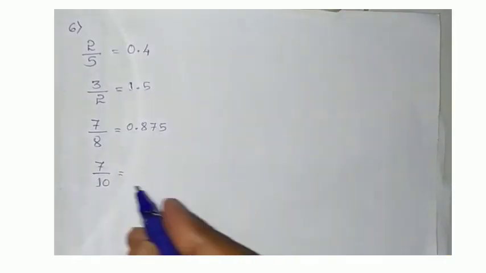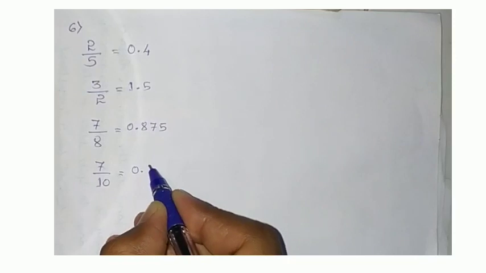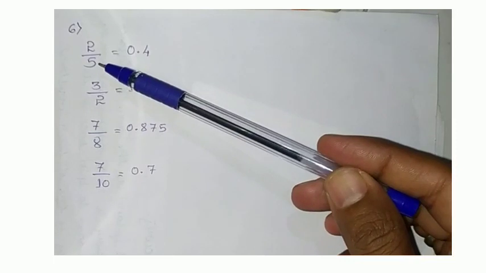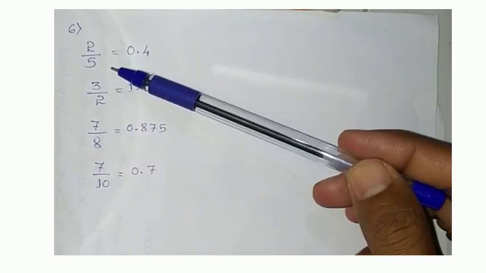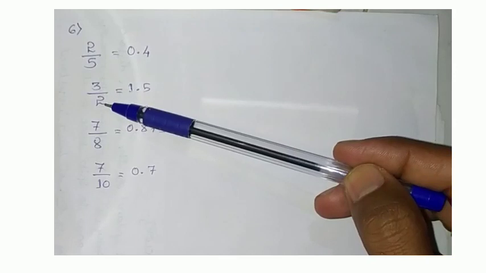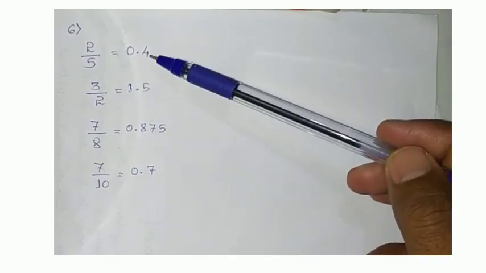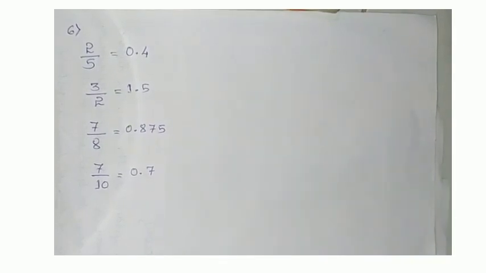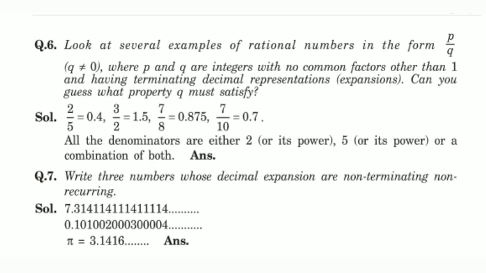0.875. Okay, what will we get here? 0.7. So what we observed here is that if the denominator in all these rational numbers is 5 or 2 or a combination of both, we get terminating decimal expansions. Here is the answer to the 6th question. All the denominators are either 2 or its power, 5 or its power, or a combination of both. So observe the examples again, and you will be able to identify it properly.